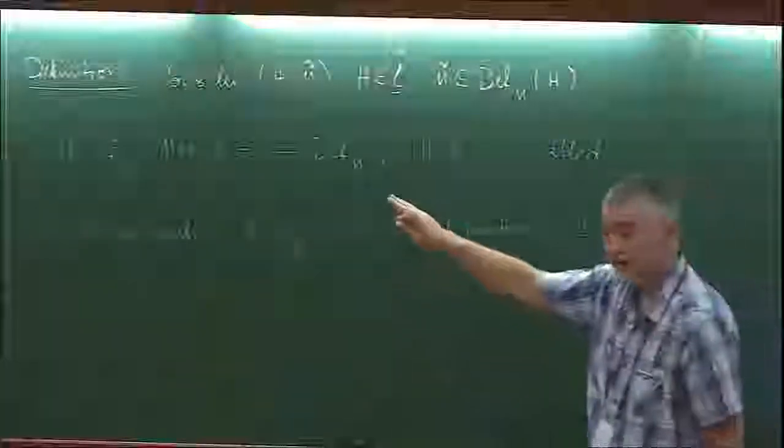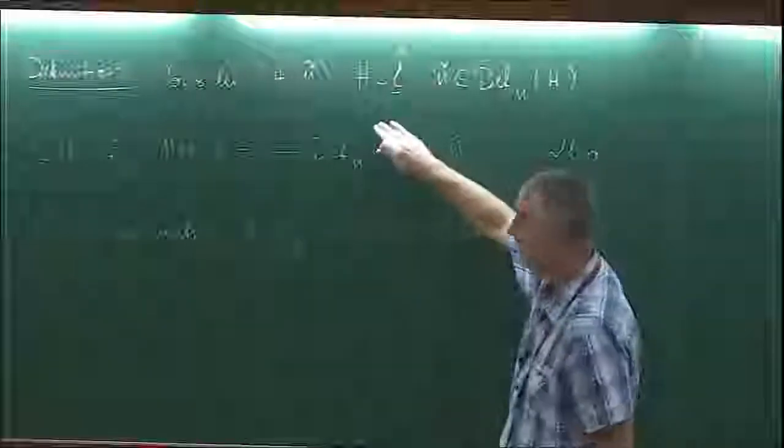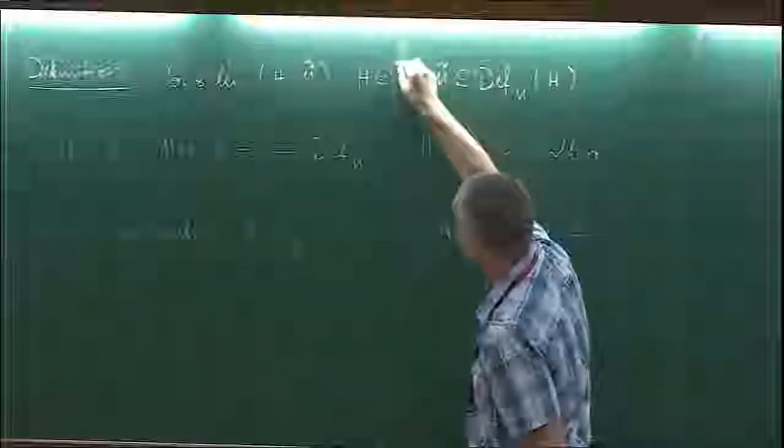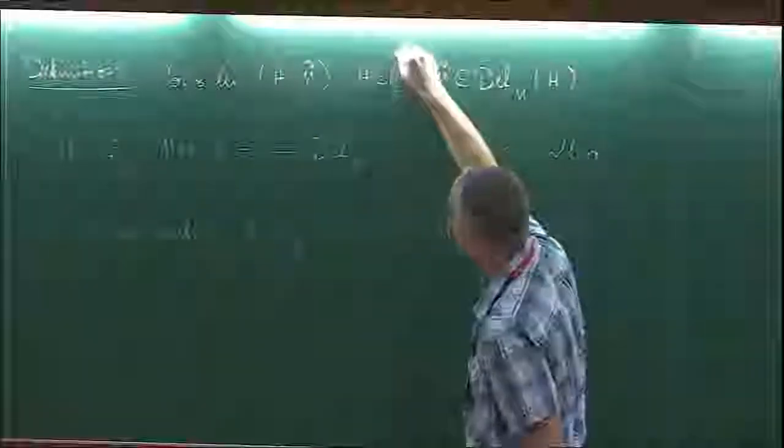Okay, I'm sorry. I copied the old version, so there is AR, of course. We are working with AR. So all the way where I put A hat, I meant AR hat. Okay, this is because this is a non-commutative version.